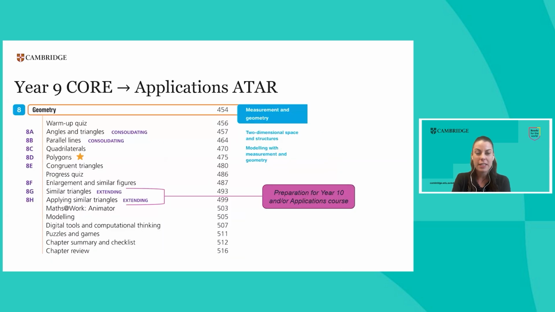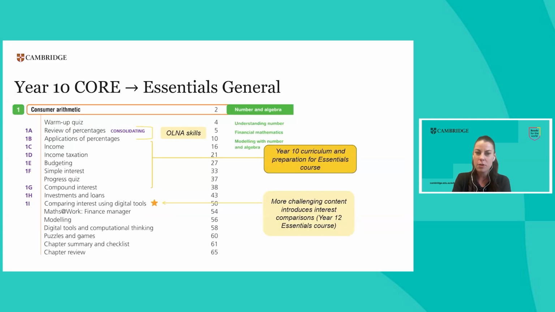So for example, here's the table of contents for the geometry chapter from the Year 9 core book. As you can see, we have similar triangles listed as an extending option, as this is now Year 10 content, but it's also relevant to the scale factor and measurement topics now covered in the Year 11 applications course. Similarly, this is the consumer arithmetic chapter from the Year 10 core book. We have all the new Year 10 curriculum, including a consolidation of percentages from previous years. This is a fundamental skill that some students are still mastering.